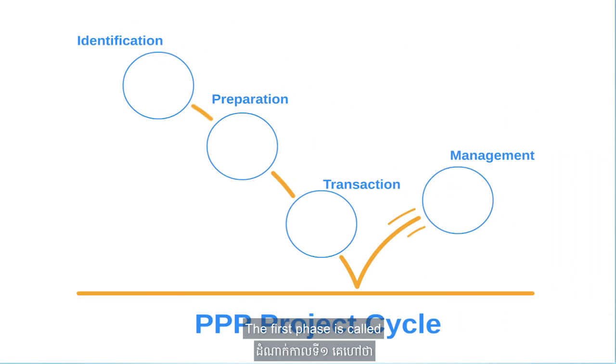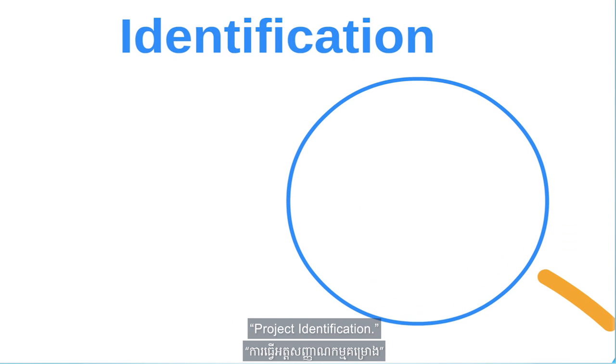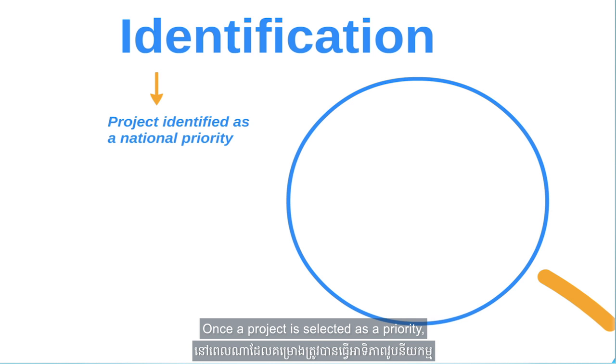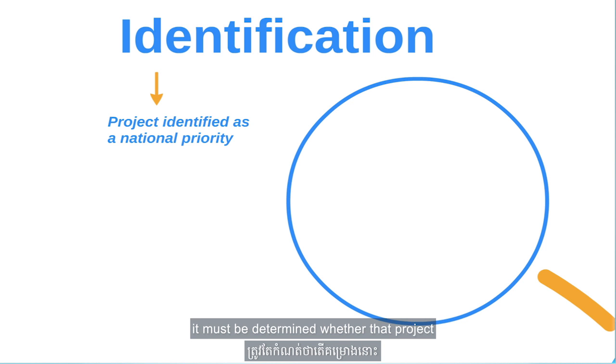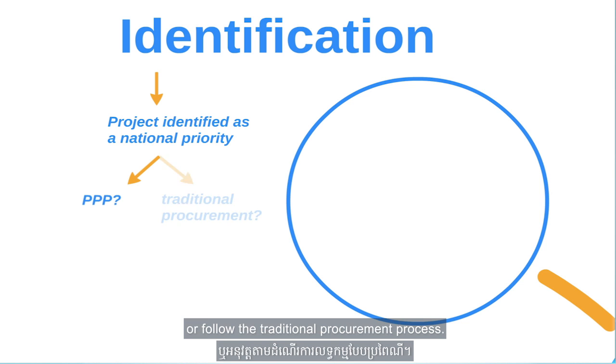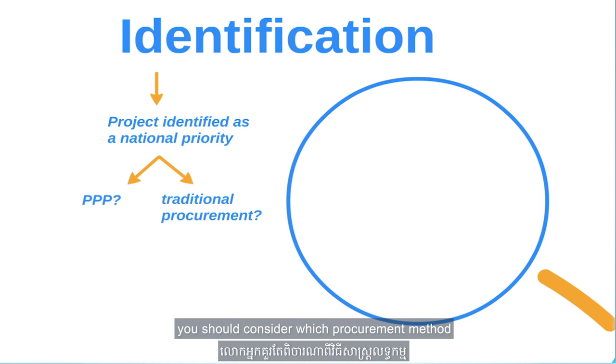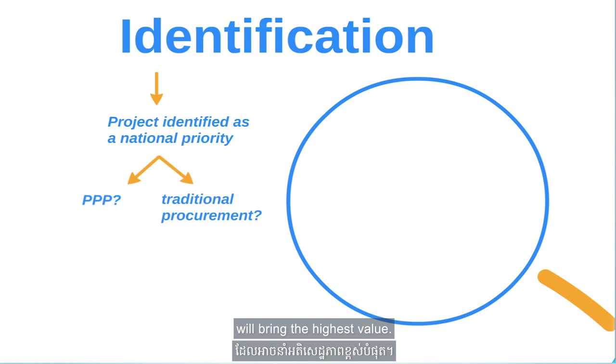The first phase is called project identification. Identifying an infrastructure project is typically the result of a government's planning process. Once a project is selected as a priority, it must be determined whether the project should be implemented as a PPP or follow the traditional procurement process. In making this determination, you should consider which procurement method will bring the highest value.